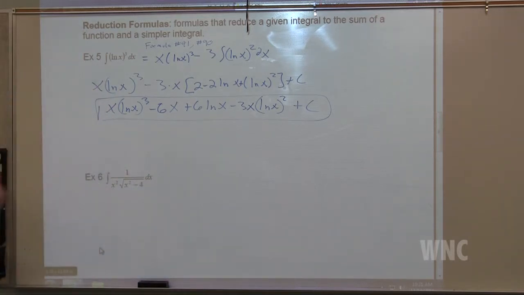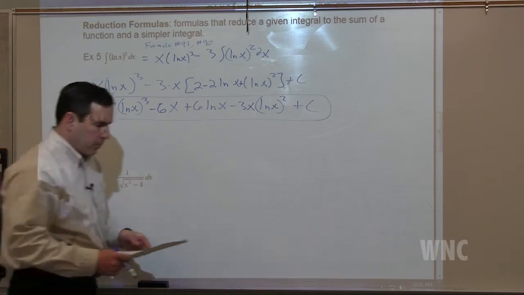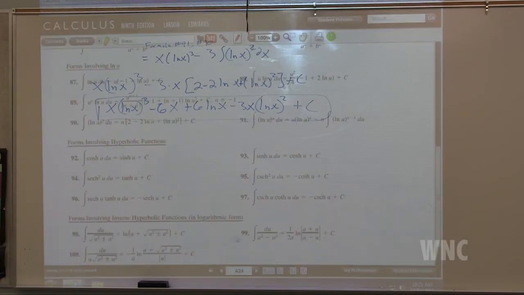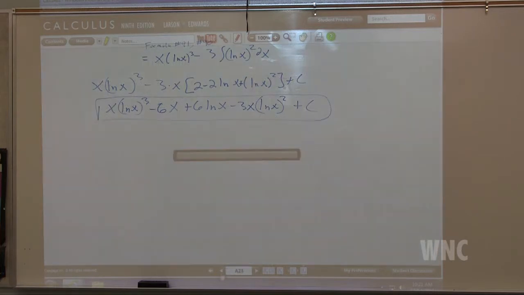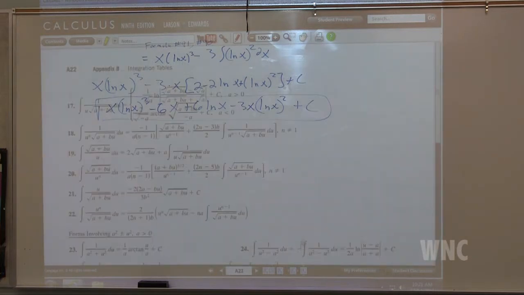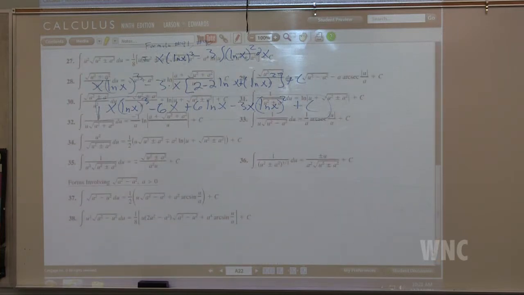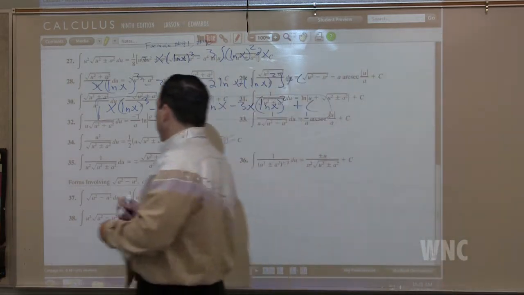Okay, we're going to go on to example 6. We have the integral of 1 over x squared times the square root of x squared minus 4. Okay, let's go back a little bit. And I want to show you this one, number 35.